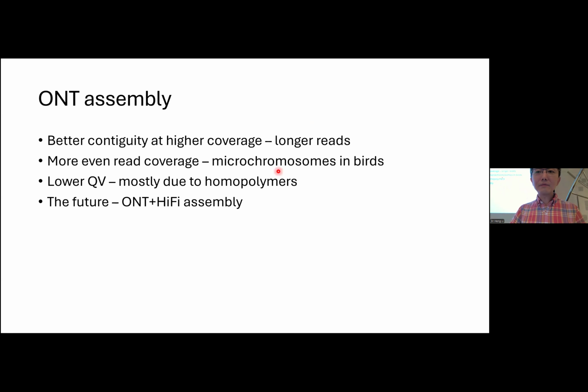And people are having problems assembling these microchromosomes. If you look at the HiFi coverage, there's a huge drop on microchromosomes. But Nanopore doesn't have this problem. Nanopore is doing a lot better than HiFi on these microchromosomes in birds. We have seen multiple data sets. I think that this is real. And the ONT has higher QV mostly in homopolymers.